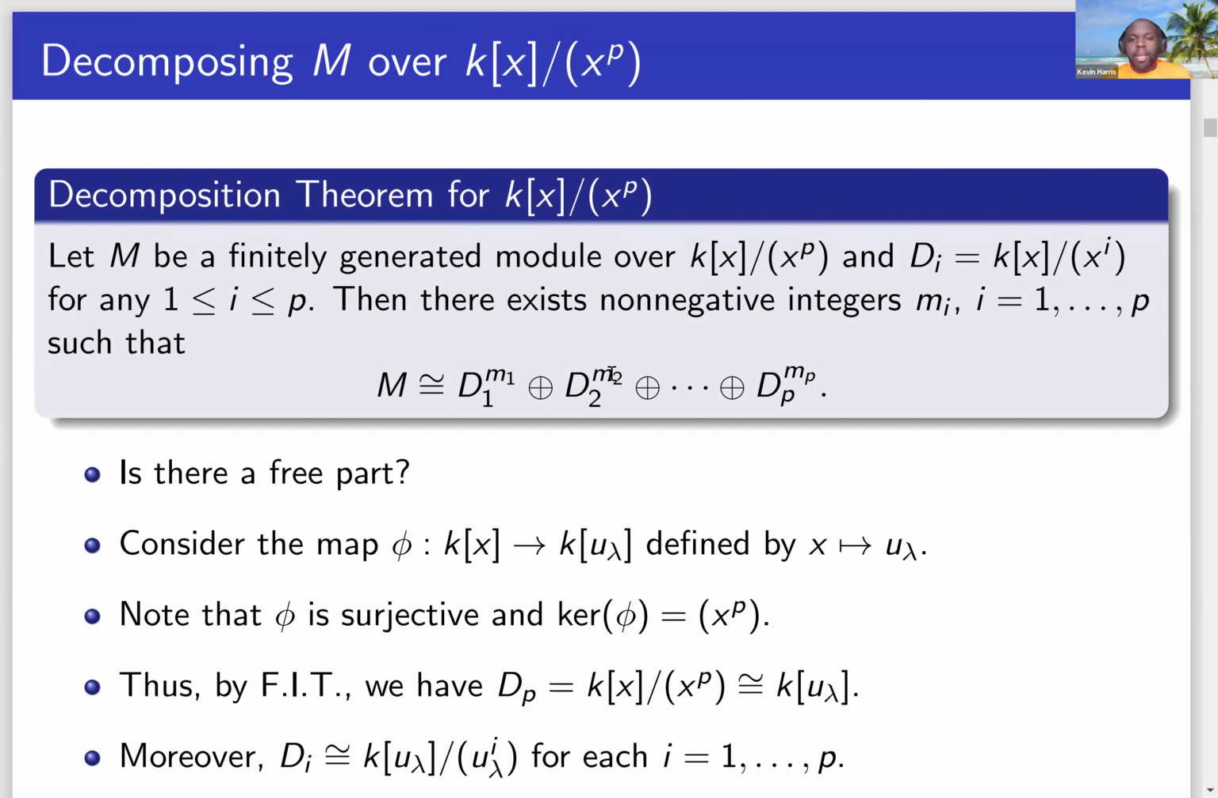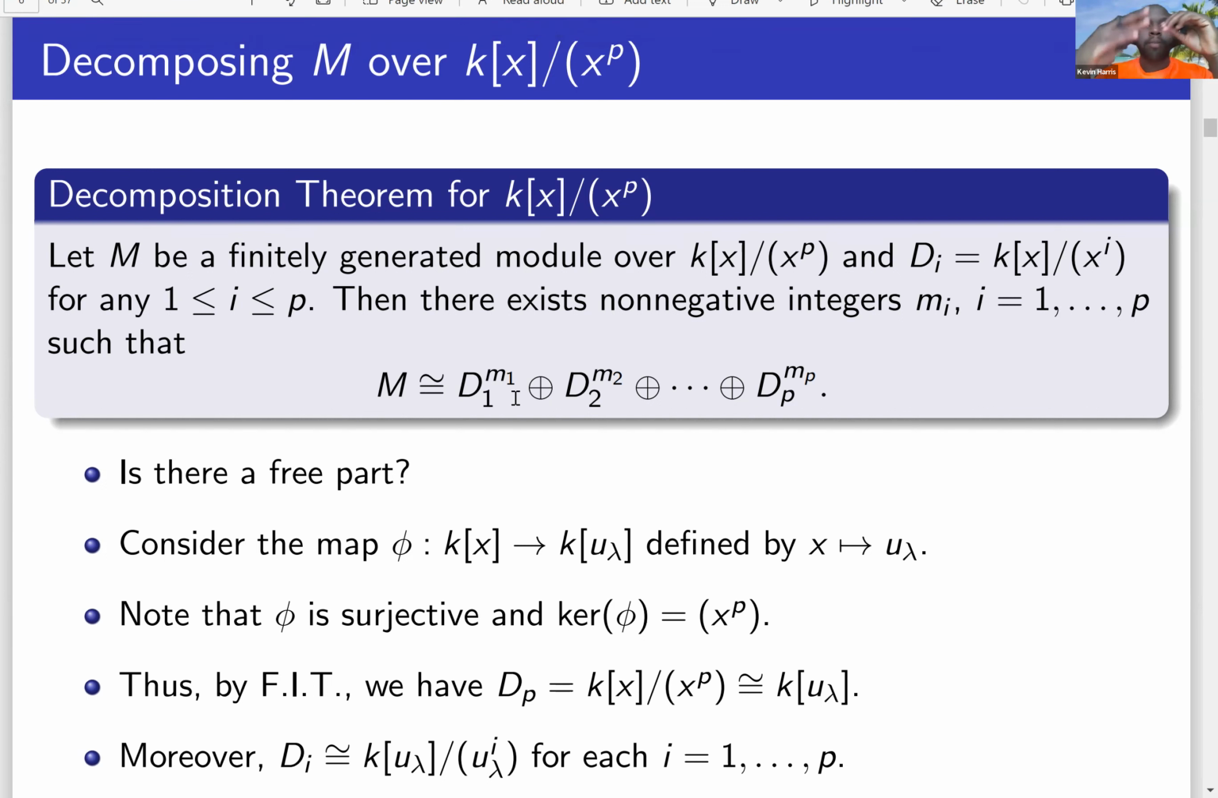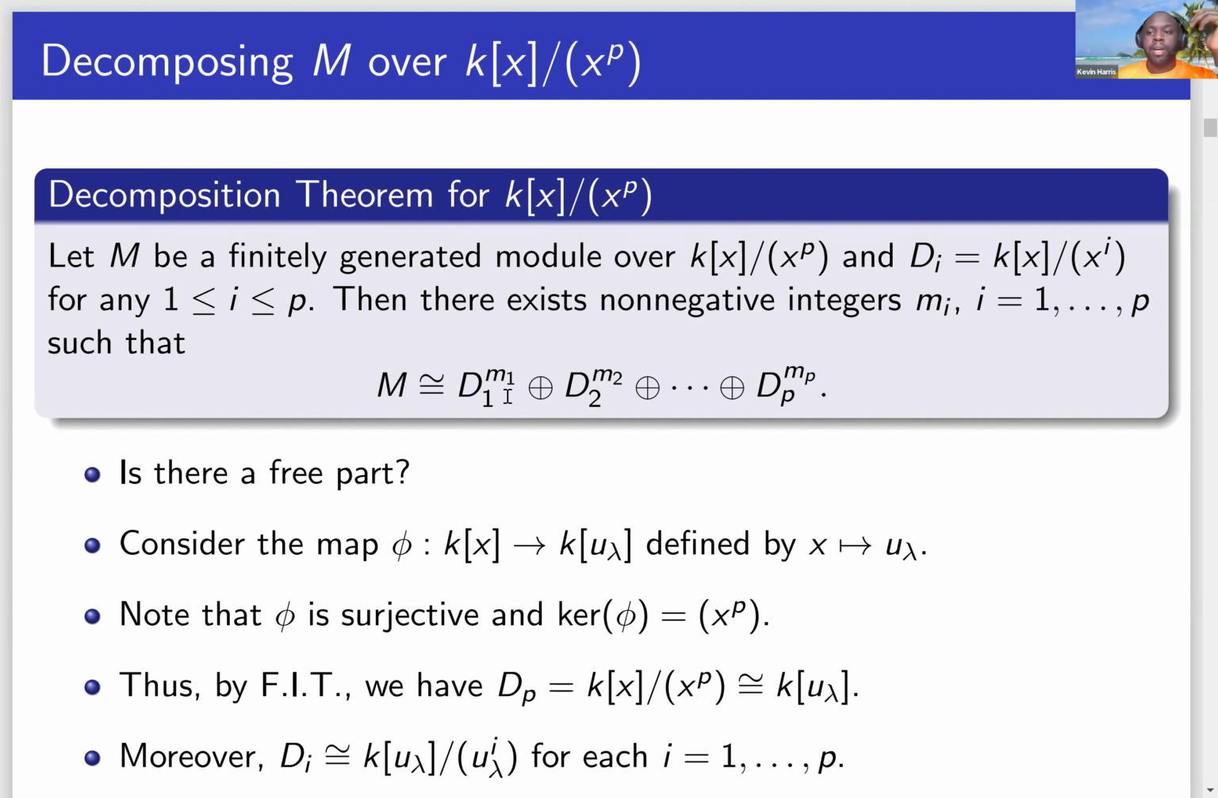Okay. Then we have that there is going to exist non-negative integers M sub i, where i runs from 1 to P again, such that M is going to essentially break down into these indecomposables, where you have K[X] mod out so many copies of K[X]/(X), so many copies of K[X]/(X^2), and so on and so forth. But notice it goes up to a certain point. It goes up to P and then it just completely cuts off. It can't go any higher than that.